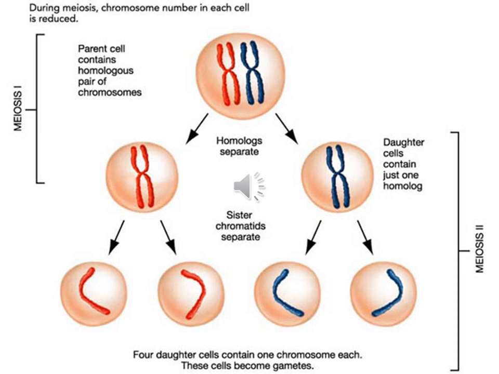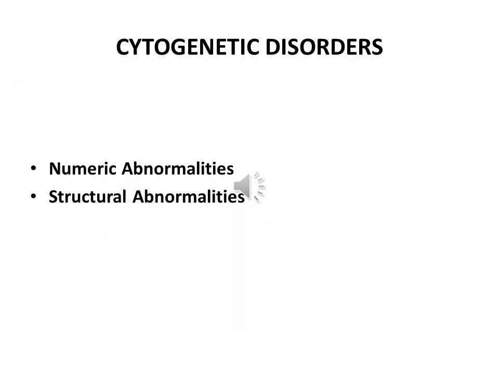During the first round of meiosis, each homologous chromosome transfers to one daughter cell, and in the second round, the two sister chromatids separate, and finally, 4 haploid sex cells are produced to keep the chromosomes in the normal range. Cytogenetic disorders can be explained in two ways. Numeric abnormalities mean extra or missing chromosomes, and there are also structural abnormalities of chromosomes.